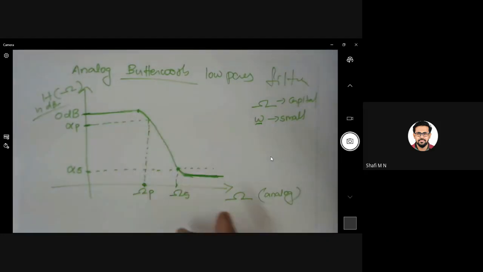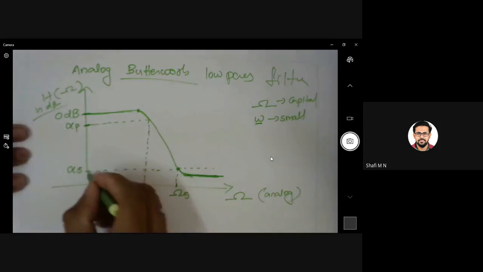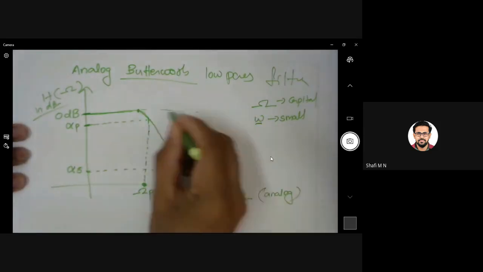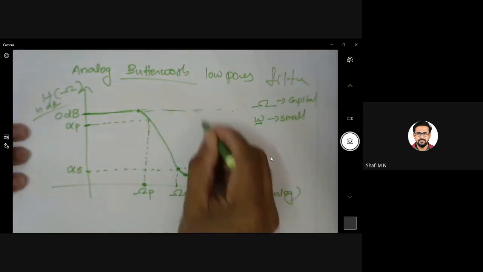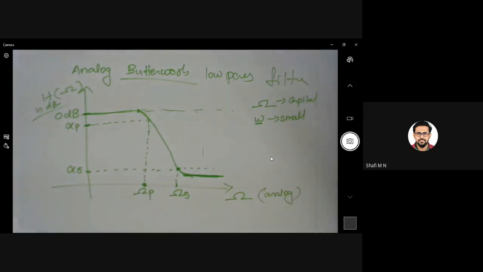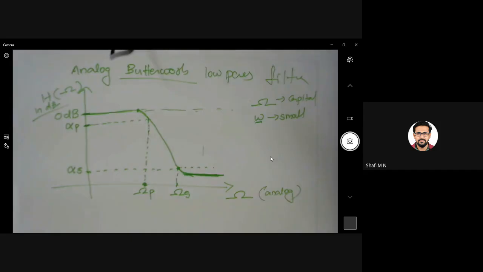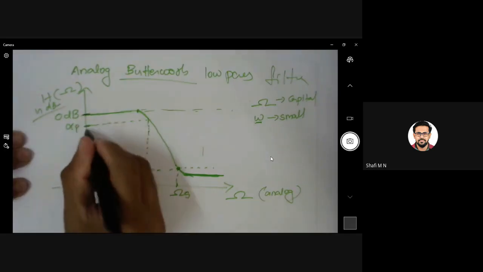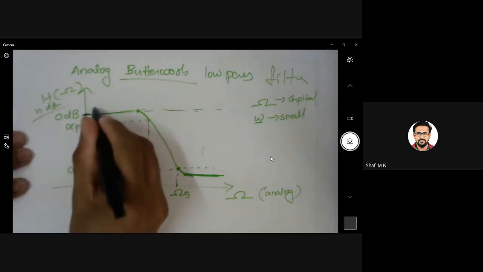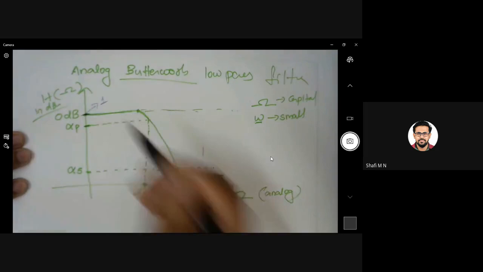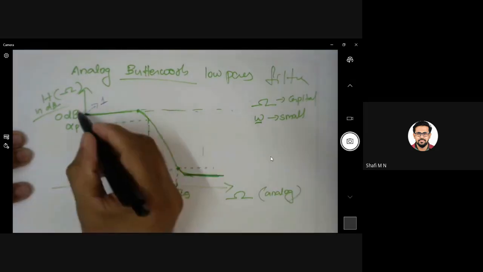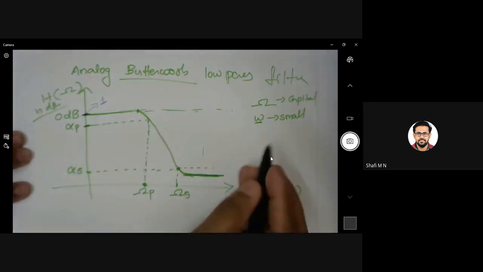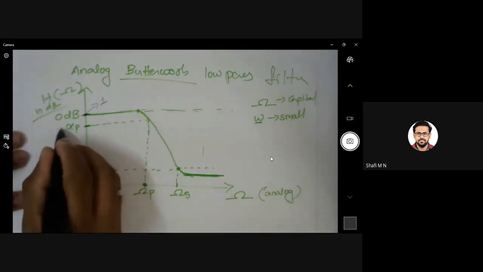Are you clear with all these terms? Alpha S has to be measured from this line, right? This is alpha S. This is the case if you express everything in dB. Instead of dB, this can be in gain also. In terms of gain, what will be this value? This is 1. Like 0 dB is actually 1. The gain is 1.